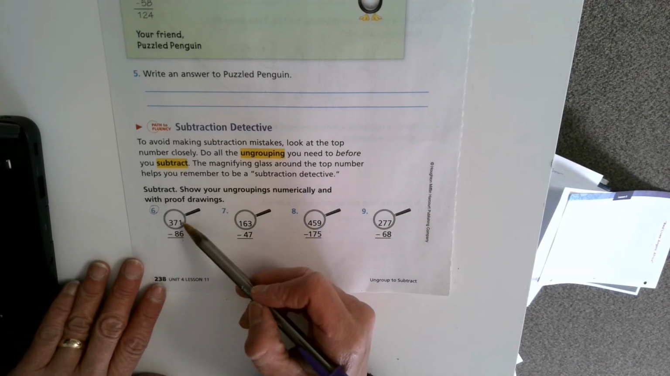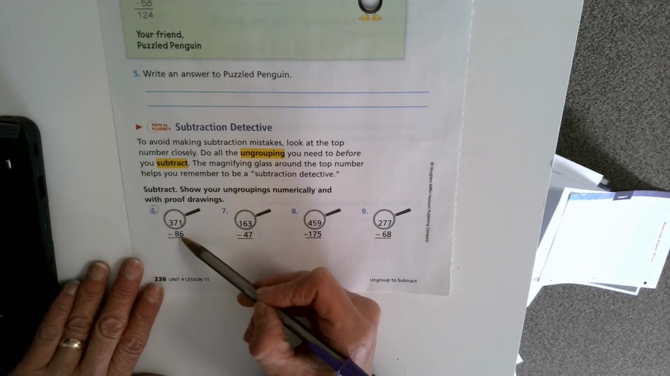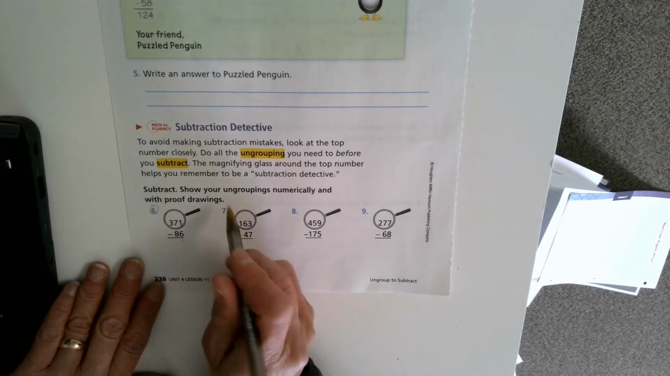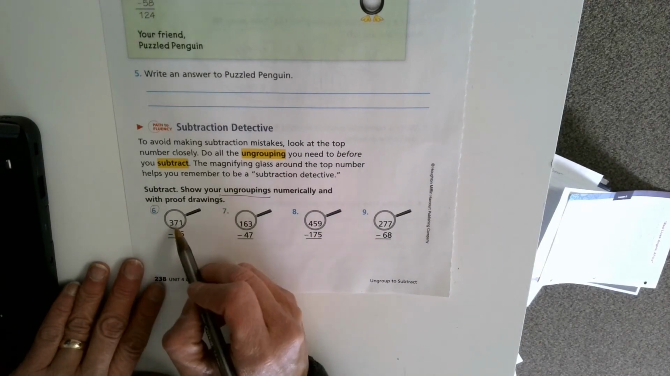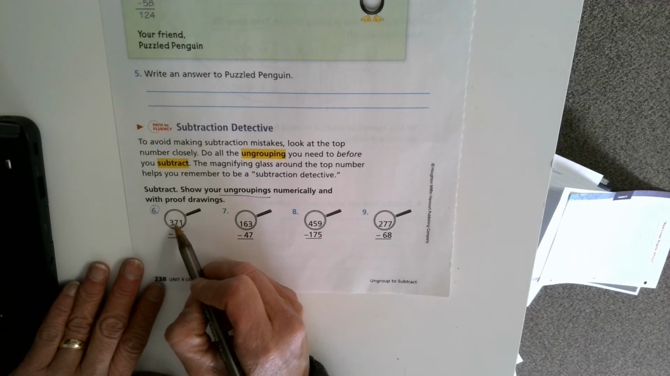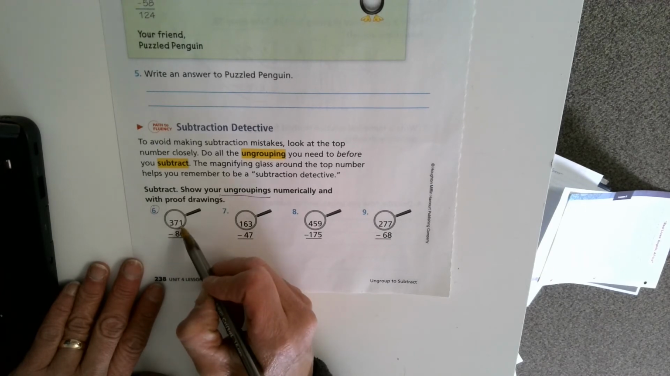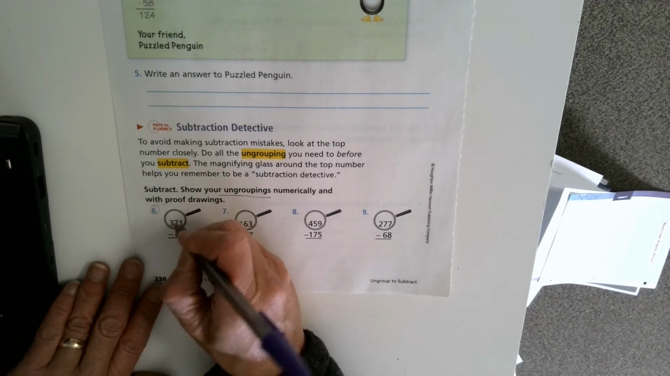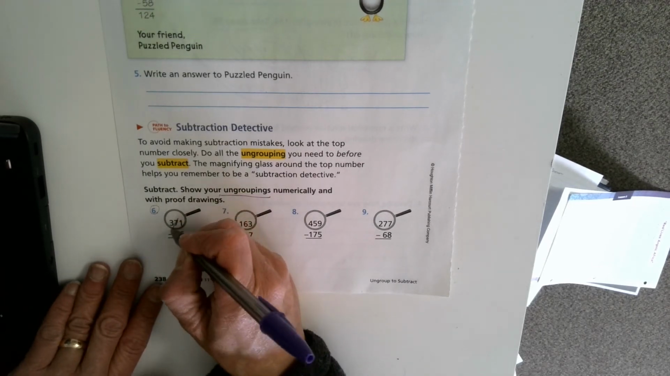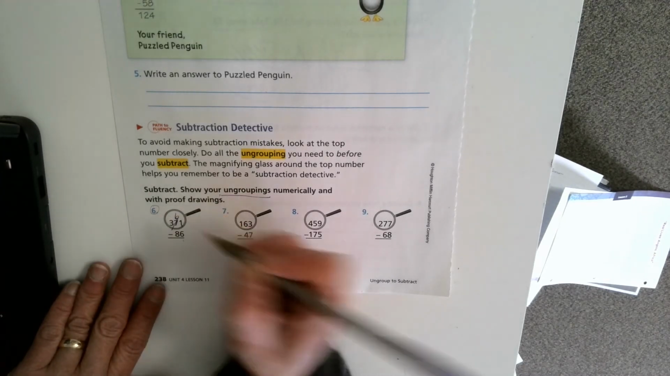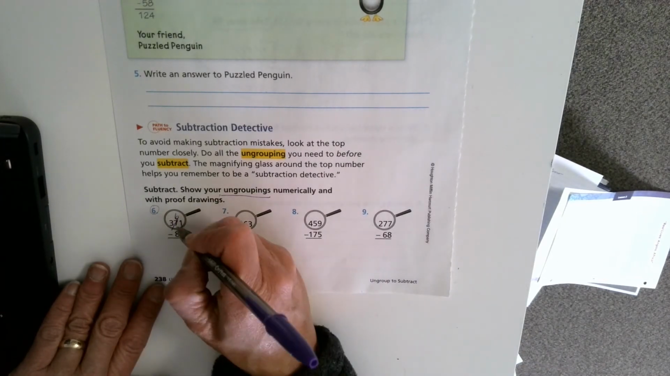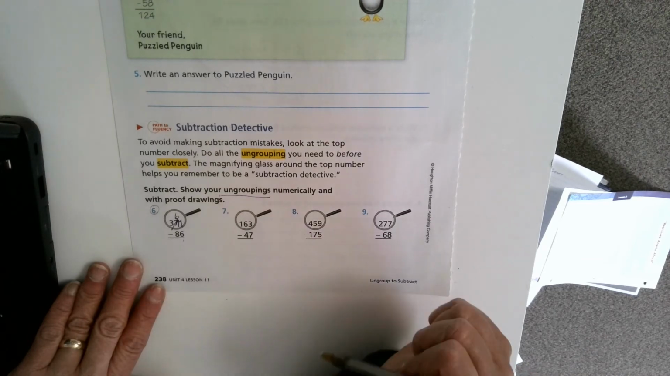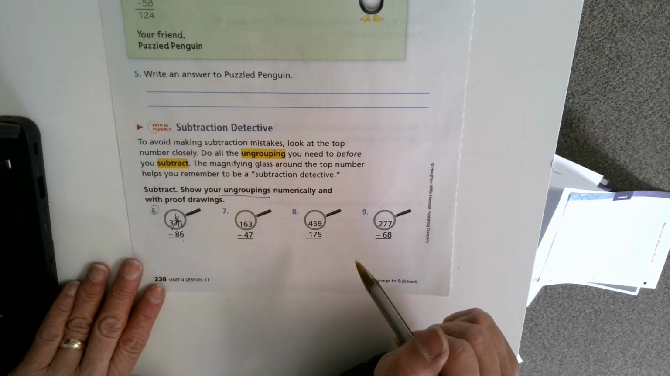If the number on top is less than the number on the bottom, you're going to have to do an ungrouping. So I'm going to have to take one away, ungroup a 7, and give it to the ones place. So let's knock on the door. Hello, can I have one of your 10s? And the 7's going to say yes. Cross out this 7, take 1 away, which is going to leave you with 6, and add that to the 10s place. Now I have 11 minus 6.